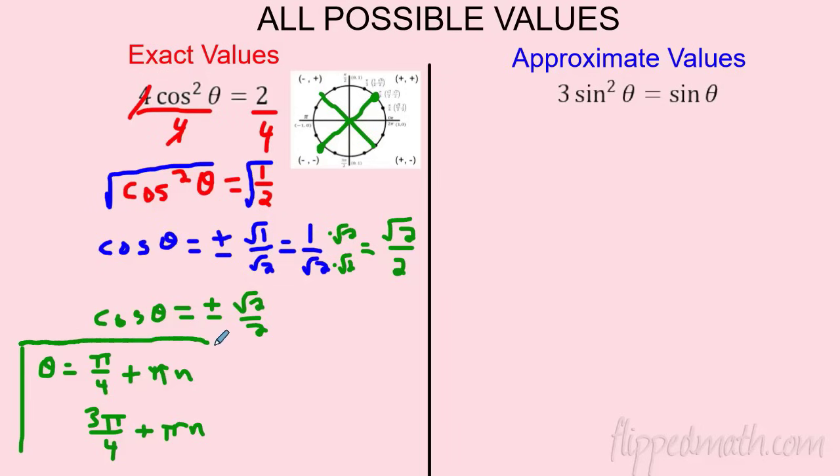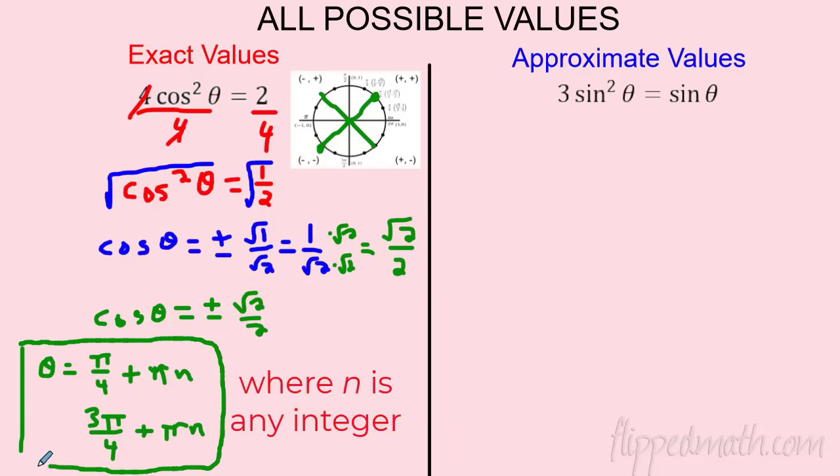You could just list all 4 individually if you wanted to. I guess that would be kind of tedious. But you could list pi over 4, 3 pi over 4, 5 pi over 4, 7 pi over 4, and just say 2 pi n. And again, the key to this is where n is an integer for that. Awesome. That is every possible value. We got to add that little caveat there.